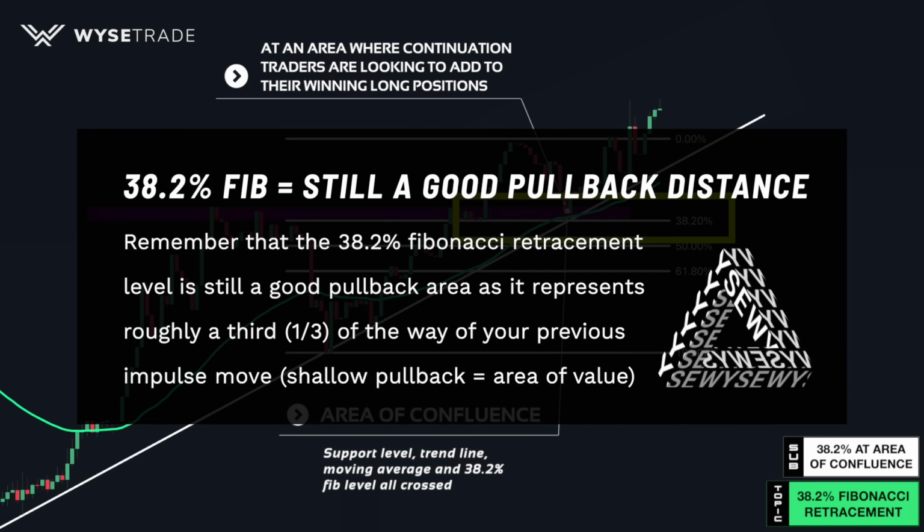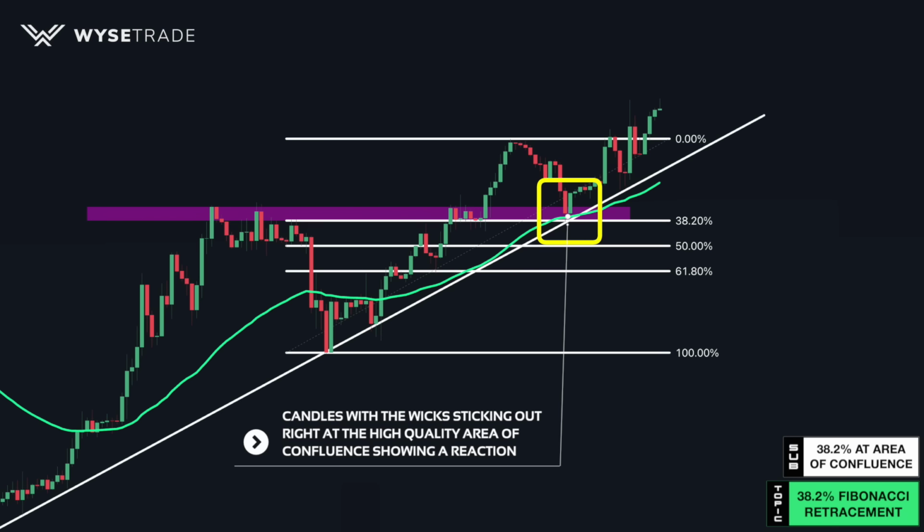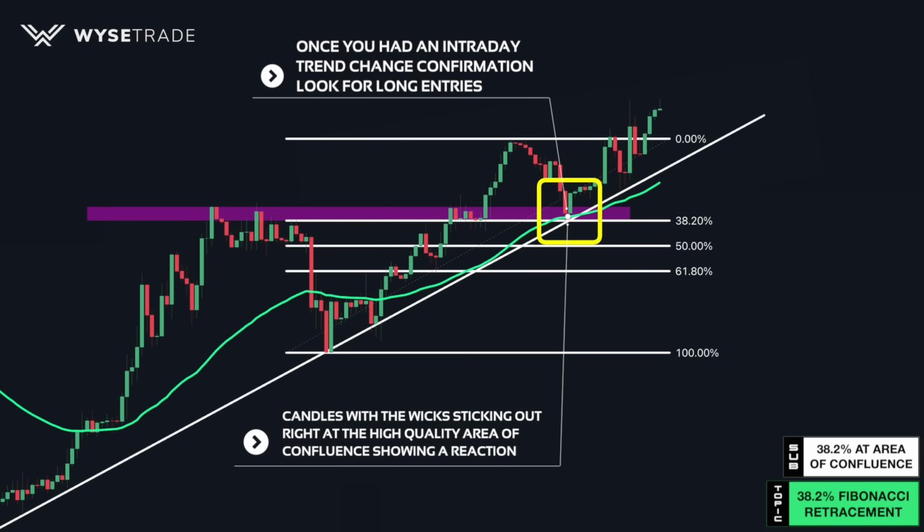Remember that the 38.2% Fibonacci level is still a good pullback area, as it represents roughly a third of the way of your previous impulse move. This is very key. So you had candles with the wicks sticking out right at the high quality area of confluence, which shows a reaction. And once you had an intraday trend change confirmation, you would take a long entry. Let's show this again.